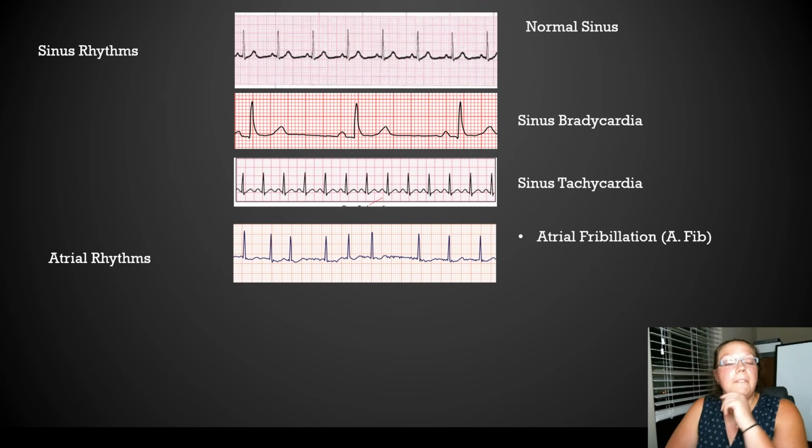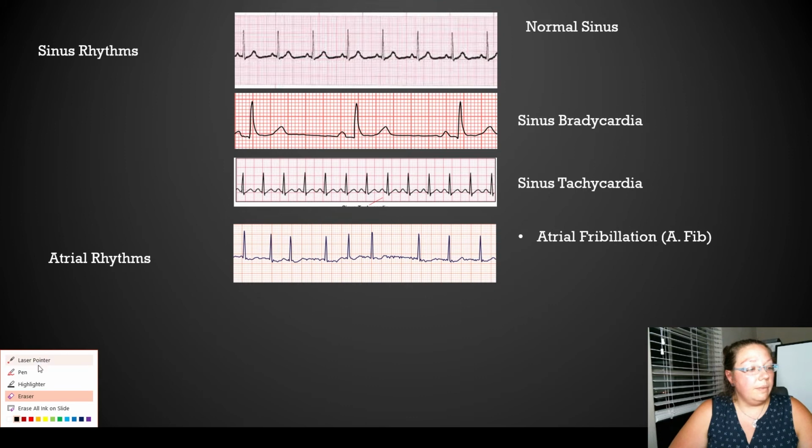So we've got AFib, or atrial fibrillation. That's when those top parts of the heart are just quivering. They're just sporadically quivering, like scared chihuahuas. And your heart rhythm is irregular. So if we look at this, we have an irregular heart rhythm.